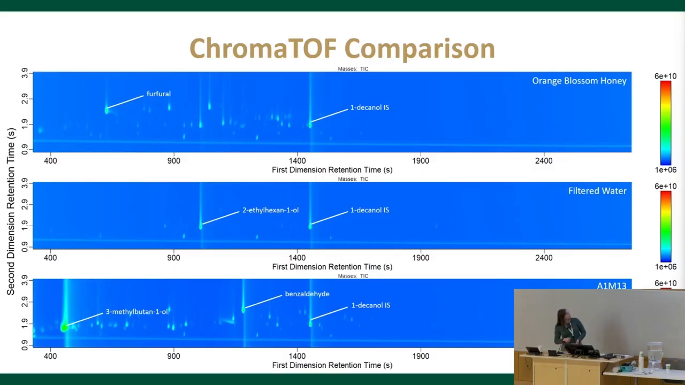In the filtered water, we found 2-ethylhexanol, and in some of the mead products, we found 3-methylbutanol and benzaldehyde, both of which are common fermentation products.